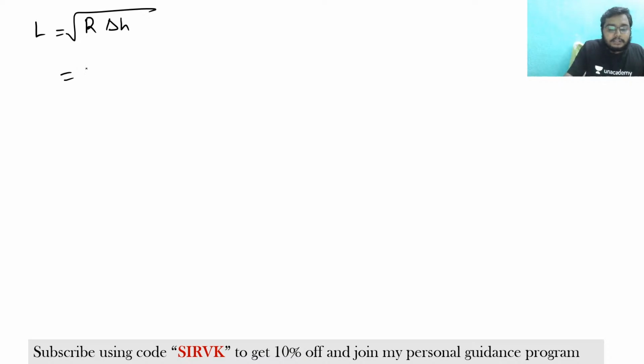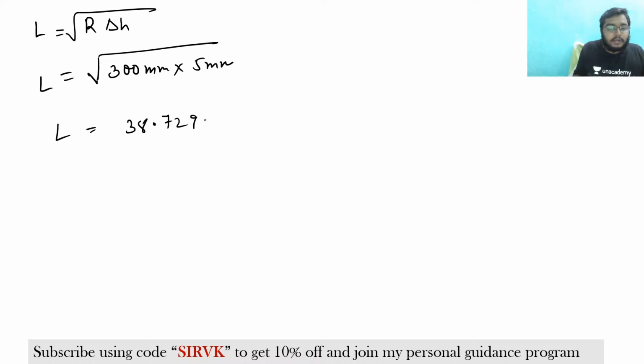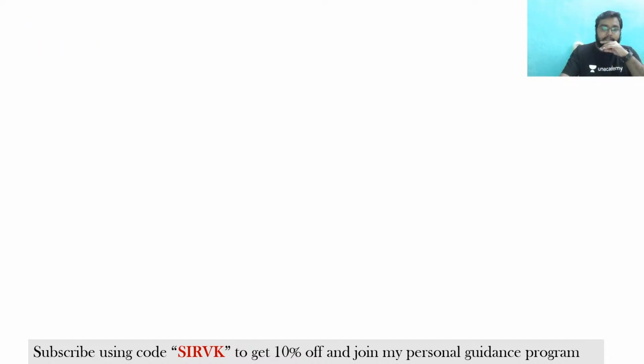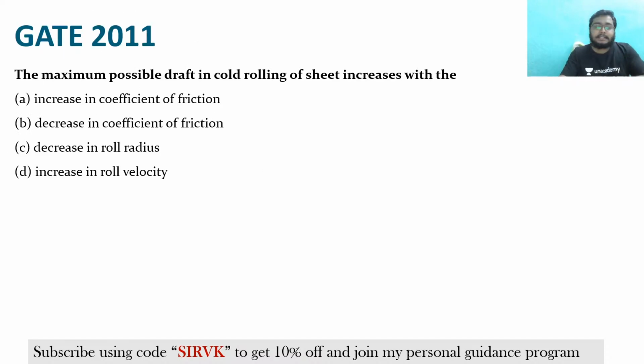What is the radius? Is it 300? Delta H is 5. From this you will get the answer as 38.729, which is option B. So I hope you are understanding these questions. Now tell me the answer of the next question.